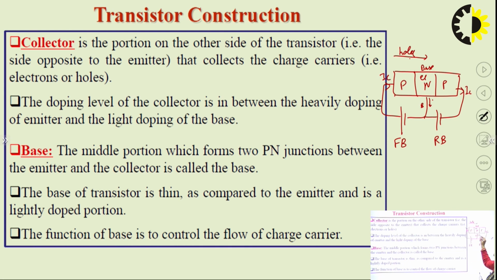So the base is constructed in such a way that the recombination amount must be minimum, and the base current should be minimum, so that IC must be equal to IE in case of common base configuration.